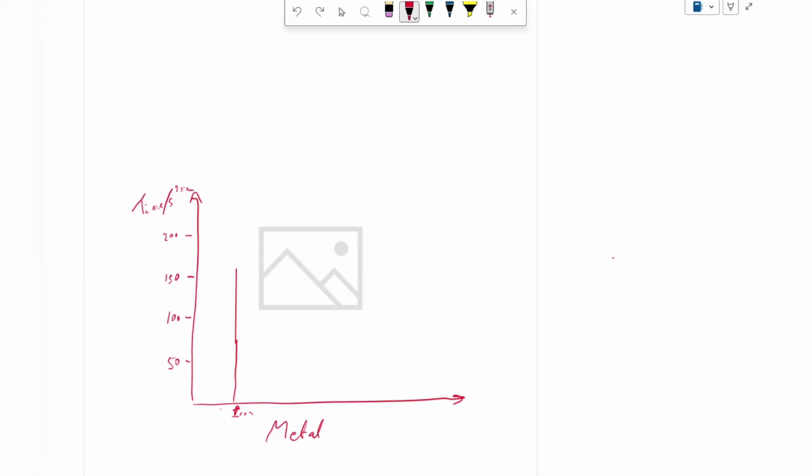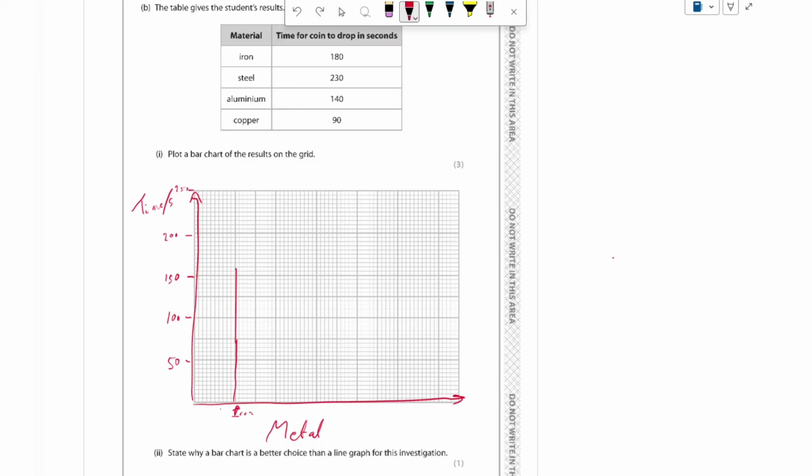Oh my days, sorry. 60, 70, 80. Steel 230. Yeah, as I said, do this with a bit more care than what I'm doing. Aluminium, sorry, 140. You'd almost certainly lose some marks with this being so messy in the exam, but hopefully you know how to plot a graph by this point. Okay, something like this.